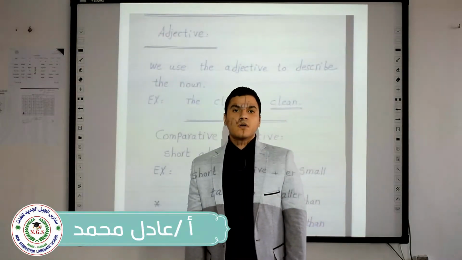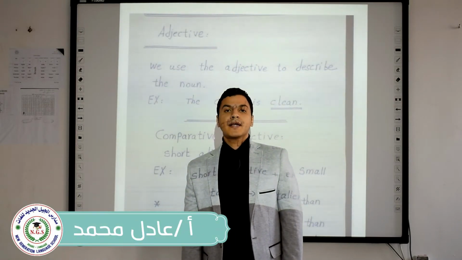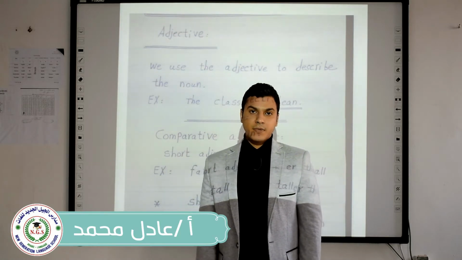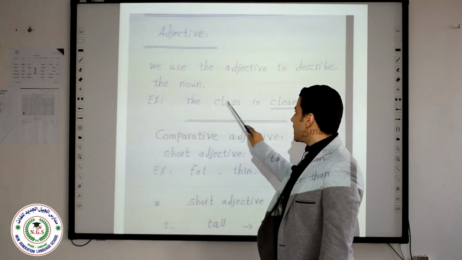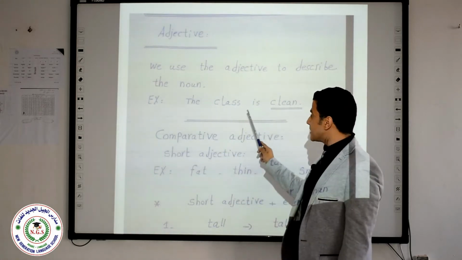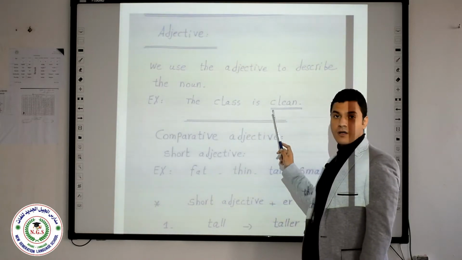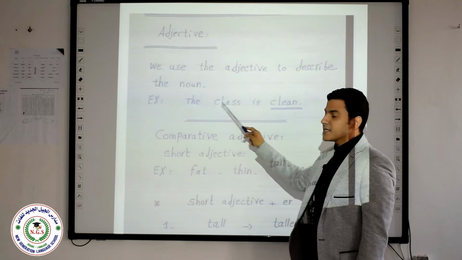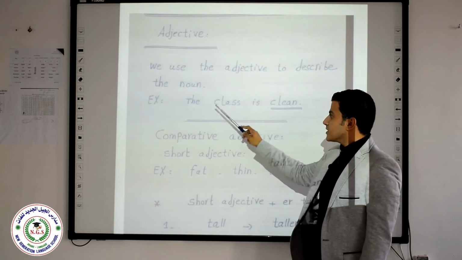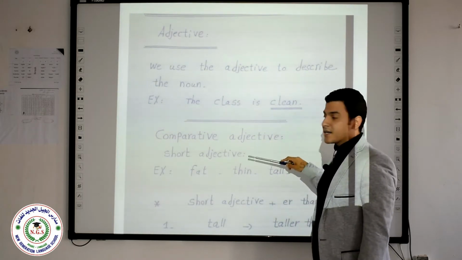Adjective يعني صفة. We use the adjective to describe the noun or modify the noun. What is the meaning of describe؟ عشان نصف the noun الاسم. For example, the class is clean. The class is clean. Clean here is an adjective. Clean هنا الصفة. Because I describe the noun which is class. The class is clean. الكلاس الفصل is يكون clean نظيف. Here the word clean is an adjective.